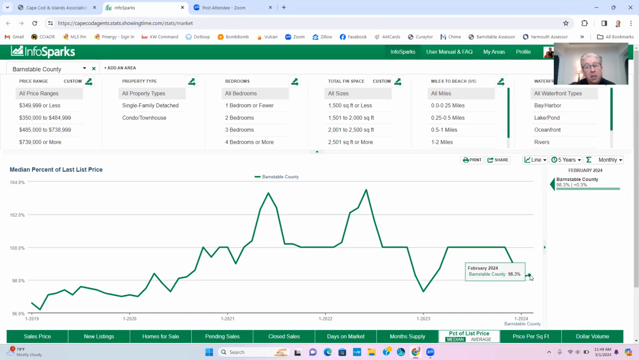Now, some of these houses are still going over asking. I'm seeing plenty of properties going over asking. Some of them are going a little bit under. At the end of the day, the average is 98.3% of list to sale price ratio.